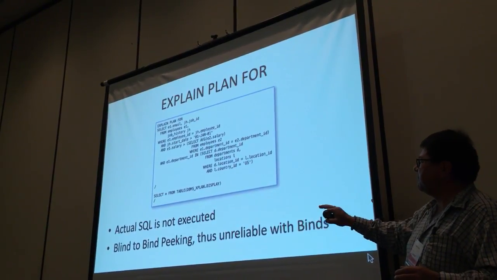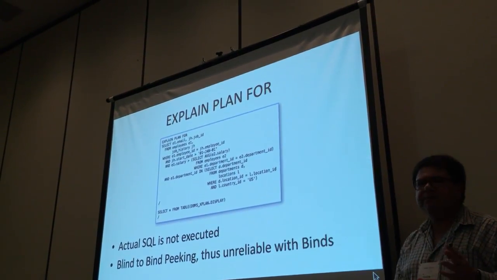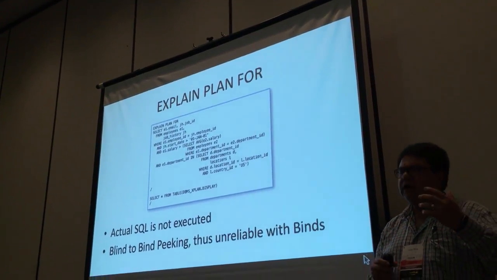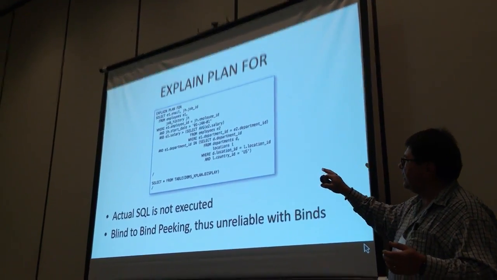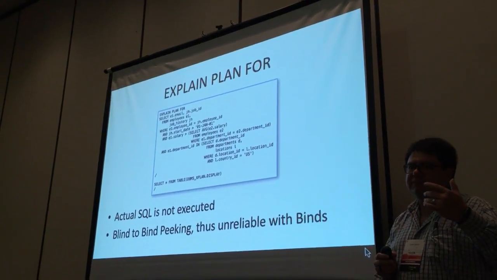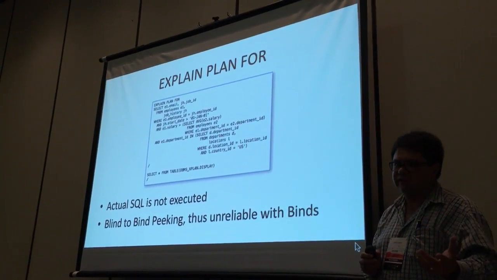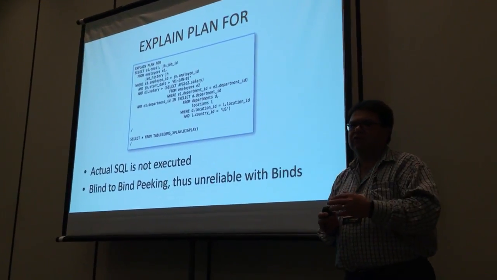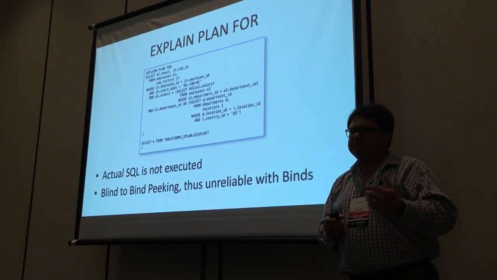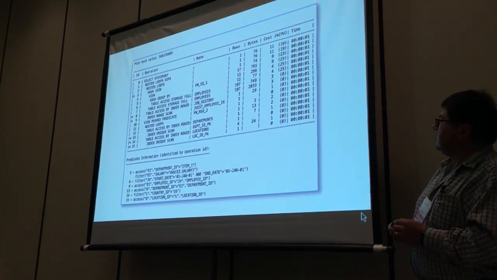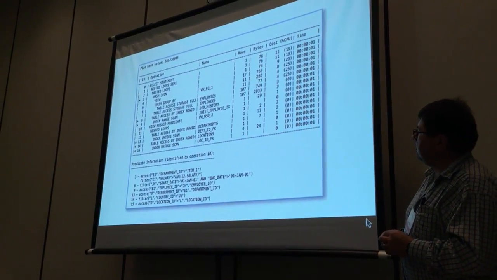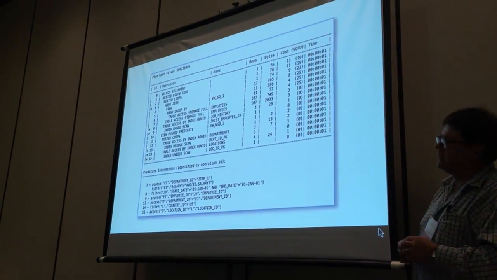So explain plan is blind to bind peeking. Therefore, if this command cannot see binds, and if I have binds there, the binds will basically make the explain plan different than the execution plan. And that is what Alex was saying about the explain plan may lie. Okay, just keep that in mind. So here we see a sample of what? Is this an execution plan or is this an explain plan?